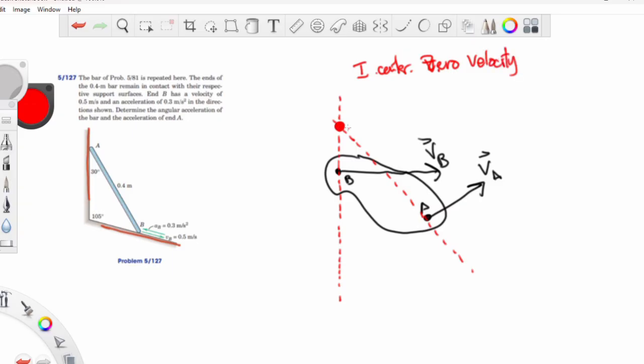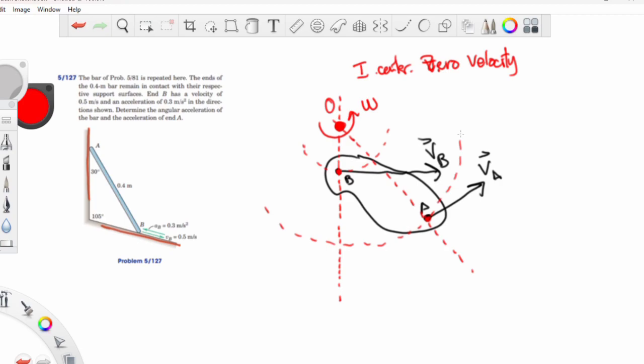See, zero velocity. Why is it zero velocity? Because here is the point that we can consider as if the entire body, all the points, would be rotating at this instant in time. So we can think of an angular velocity, omega, that would produce VB and VA if all the points were to be rotating around this point O.